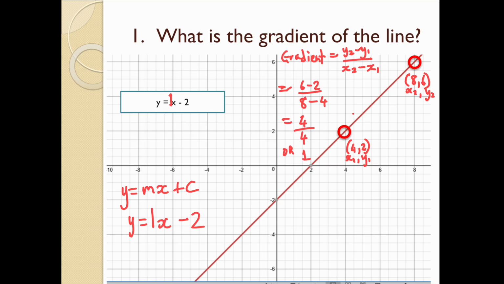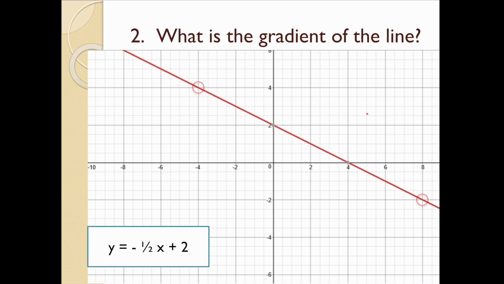Okay. All right, so let's try our next one now. So our gradient for this one was 1. Let's see what y'all will get for this one. So for this one, gradient should equal -half. It could be in the form of -6 over -12 or whatever the case is, but it should equal -half. So I selected 2 points for you, but you can also select your own points. All right, so take a shot at it, then we'll try it together.